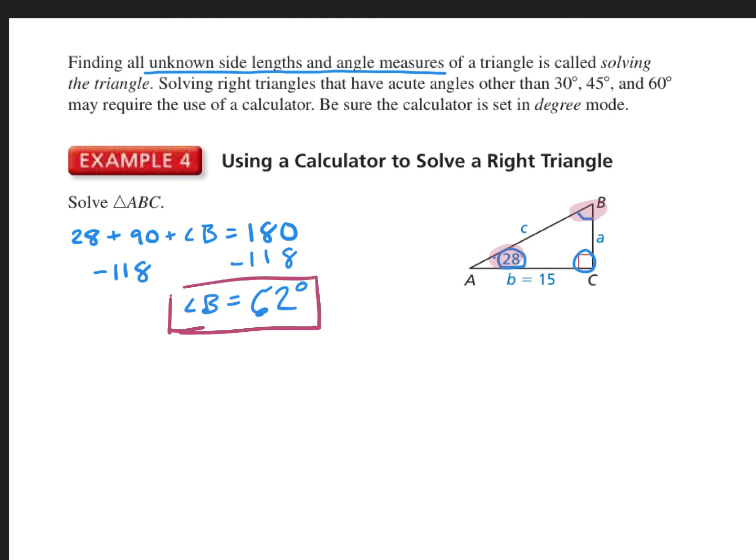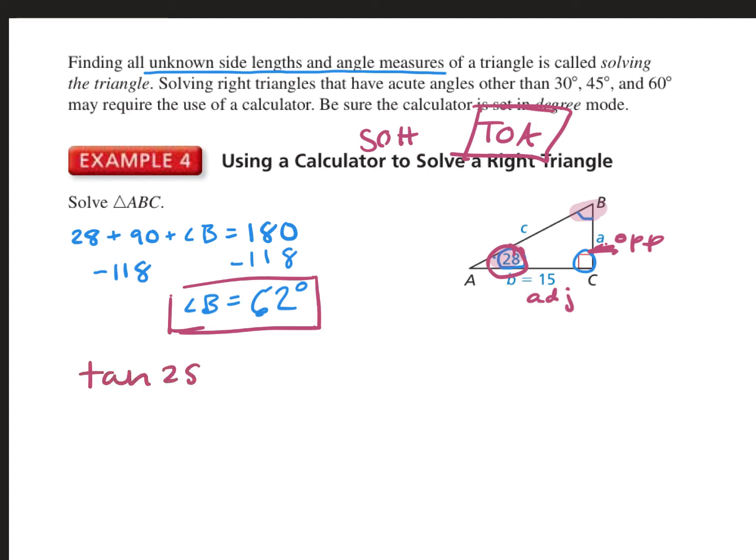Let's find our missing sides. So we can say 28 is our theta. So this is the angle that we're dealing with right now. If we want to find side A first, A is opposite of 28 and B is adjacent. So looking at SOHCAHTOA, tangent involves opposite and adjacent. So we would take the tangent of 28, and that's equal to A, opposite, over adjacent, which is 15. And then we would want to put the tangent of 28 into our calculator.